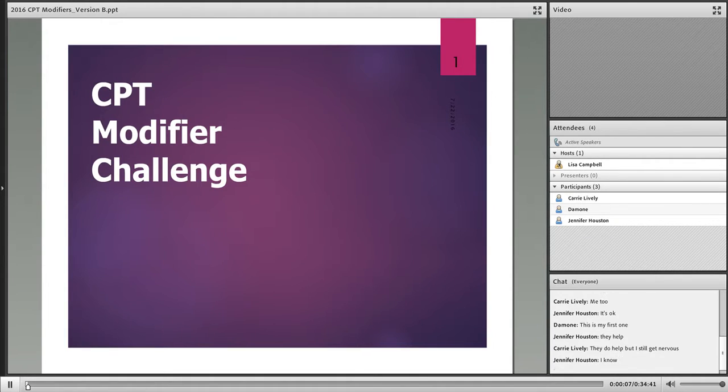Codathon, where we're going to focus on CPT modifiers. This is a very short session. What's going to happen is that just like last week, I'm going to give you a scenario, and then you will have to guess what the modifier is.